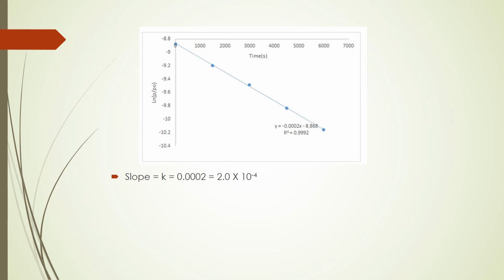In your case, the question asks to confirm that it is a first order reaction. How are you going to answer that? You have to state that ln P over P naught versus time generates a straight line. That is how you answer that it is confirmed as a first order reaction. The slope equals k, which is 0.0002 or 2 times 10 minus 4. It's not negative 0.0002, because the negative refers to the slope. So k is positive, 2.0 times 10 minus 4.